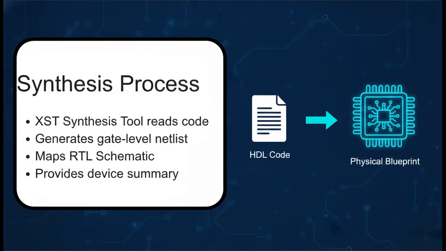To sum up this amazing synthesis process, the software uses the XST synthesis tool to read our code. It then generates a gate-level netlist, which is basically a giant parts list of microscopic digital components. It maps out the RTL schematic we just looked at, and finally provides a device utilization summary to tell us exactly how much space it's going to take up on a microchip. We've successfully turned a simple text file into a physical blueprint that can actually be manufactured.